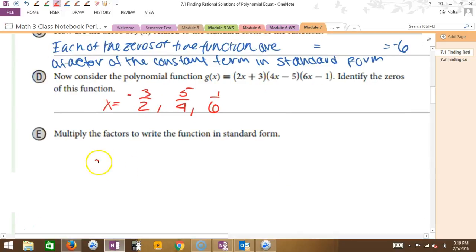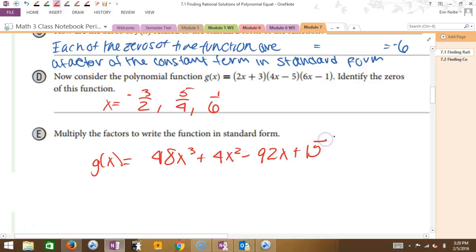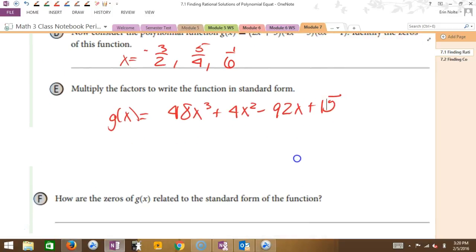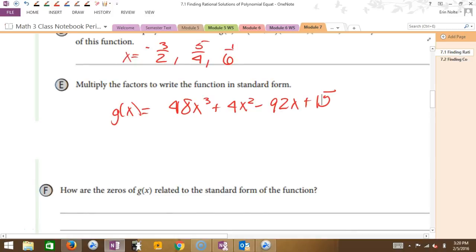So multiply the factors. And just to save time, I already had done this in my notes, so I'm just going to tell you what this is. So if we did the same method that we did before, we would end up with 48x cubed plus 4x squared minus 92x plus 15. Okay? So if we just FOILed those out, how are the zeros of this function up here related to the standard form of our function? So pay attention to our leading coefficient and our constant term.